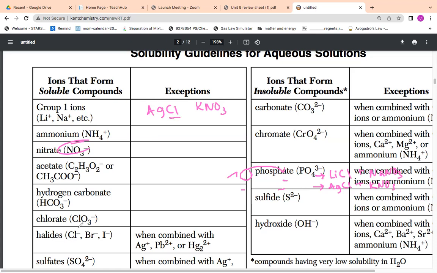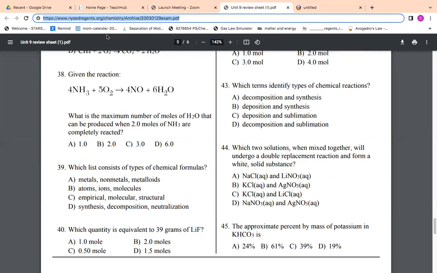Okay, so I see Cl, this is a halide. Cl, or chlorine, is typically soluble, except if it's with silver. So we have one of the exceptions. So this thing is actually insoluble, and silver chloride will form a white solid substance, and it will fall to the bottom. So our answer is going to end up being choice B, because one of the products of this reaction is going to be insoluble.